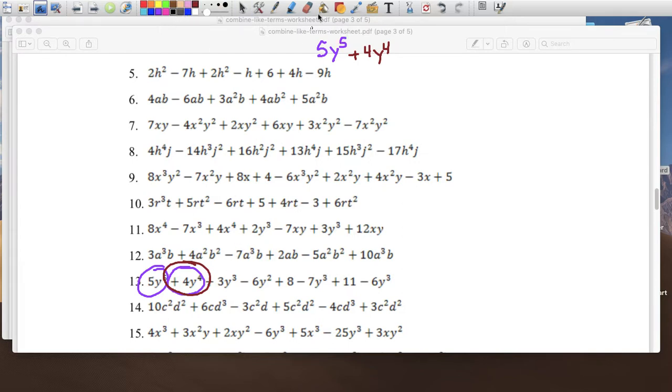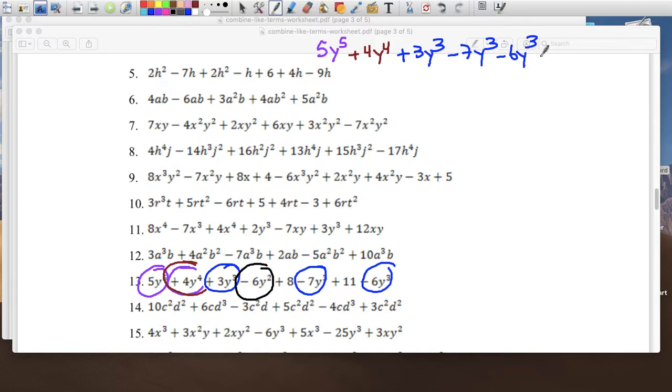Change colors. Y to the third power, there's one guy right here. Plus 3y cubed. That's to the third power. Anything to the third power? Yeah, there's one over here. Minus 7y cubed. Minus 6y cubed. So those are all the y's to the third power. And change colors. Where am I going to go? Black.